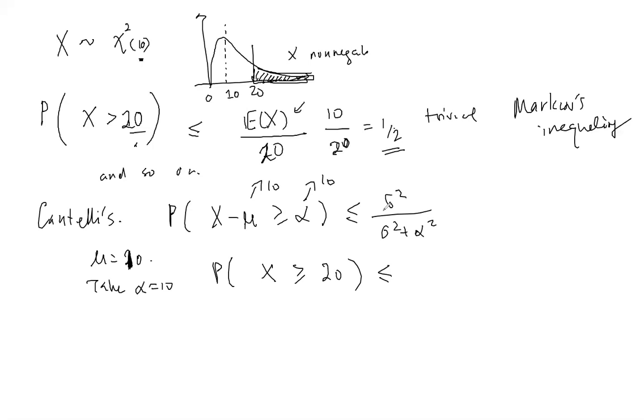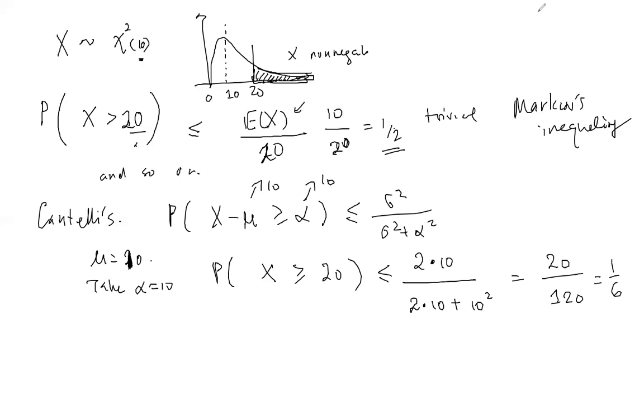So this may be bounded by the variance. Now, the variance of the chi-square is twice its degrees of freedom. So you got 2 times 10 over 2 times 10 plus 10 squared. Okay, so let's see what you get. So you get 20 here, so you get 20 over 120. So this is 1/6.